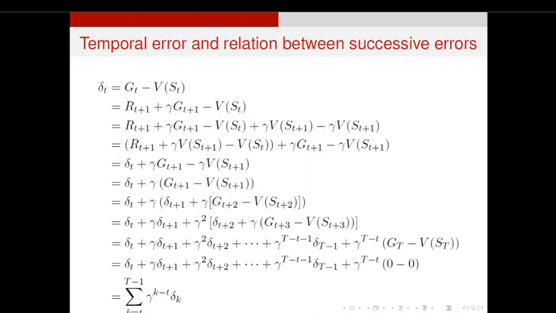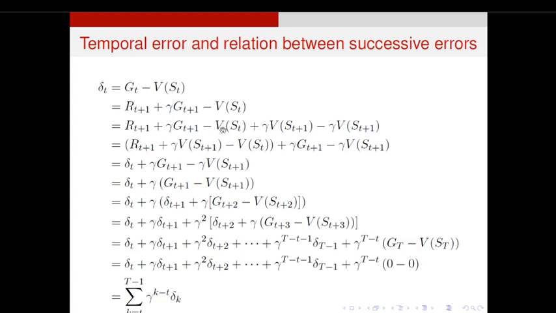Now, temporal error and the relationship between successive errors. Delta T is our temporal difference. It is denoted by G_t minus V of S_t, the return at state t minus the value of state S_t. That is called the temporal error delta t. Now this G_t in the temporal difference model is nothing but R_{t+1} plus gamma into G_{t+1}: the immediate reward plus the next state value.